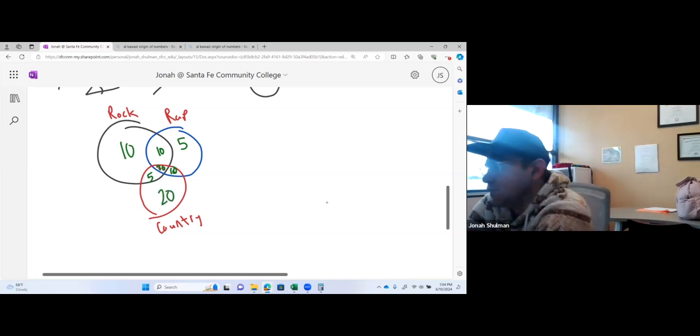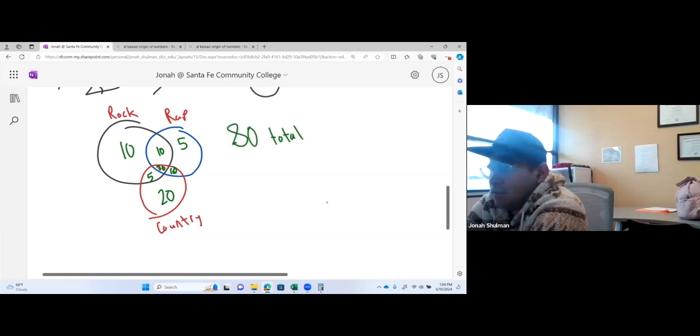So how many people are in this group in total? Well, we can add them all up. So 10 plus 10 is 20, plus 5 is 25, 30, 50, 60, 80. I got 80 as my total. So 20, 30, 50, 55, 60, 70, 80. So 80 is our total.